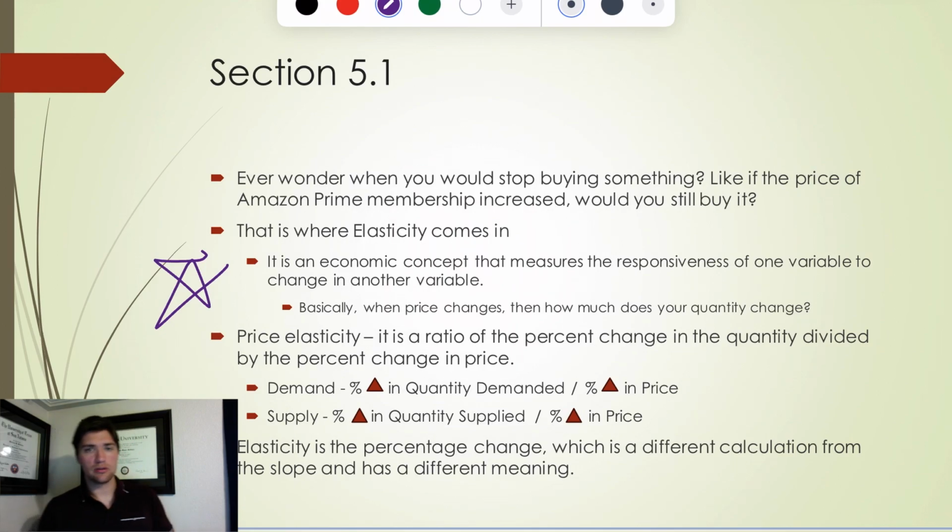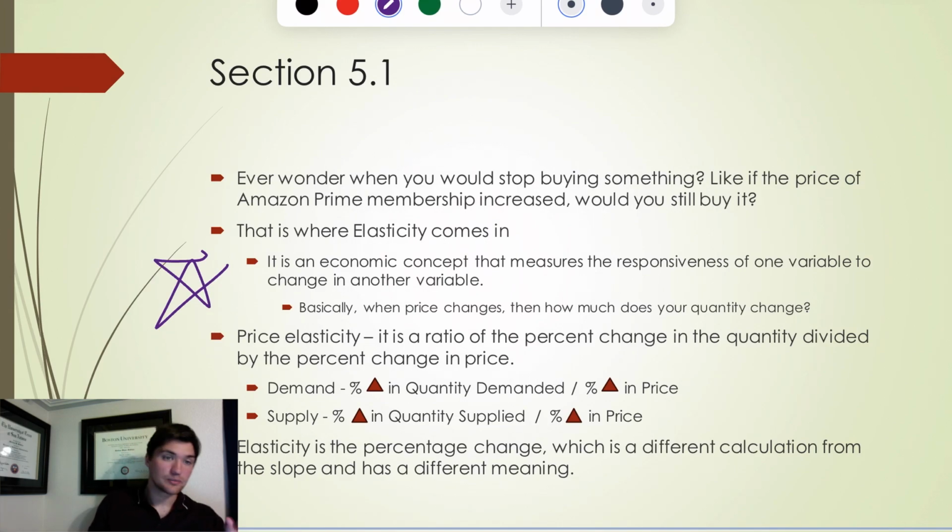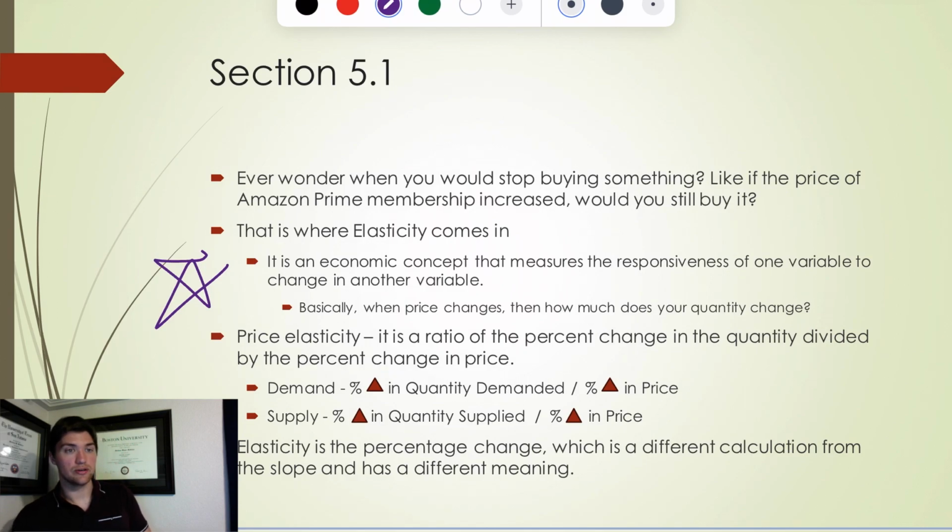Now, I'm not looking for, okay, I used to buy 5 pounds of apples, now I buy 2 pounds of apples. That's not what we're looking for. We're trying to figure out how sensitive you are. Because the price changed this much, like 10%, how much does your quantity change? Because those two are happening at the same time, what is that number?